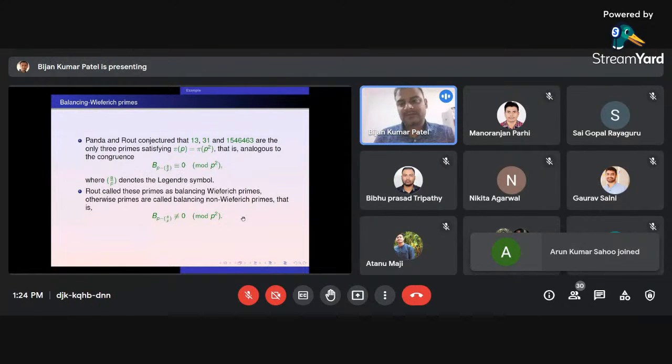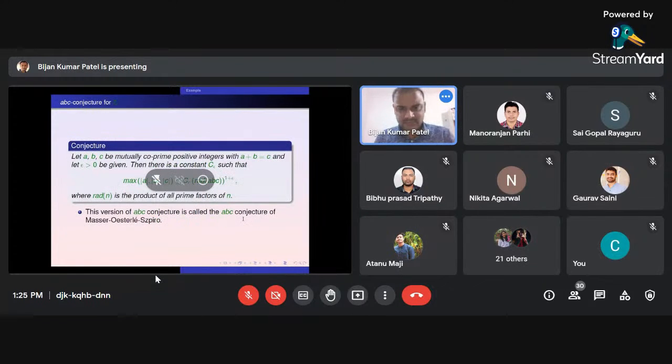The conjecture is still not solved. So Rout just gives the name balancing Wieferich primes, and those primes which do not satisfy this congruence are called balancing non-Wieferich primes.